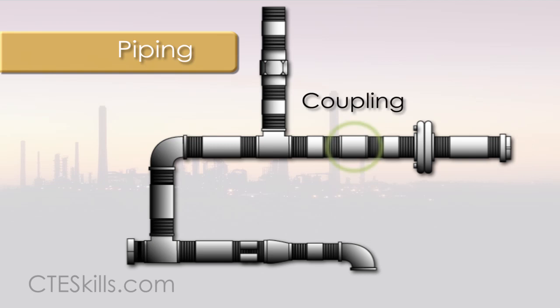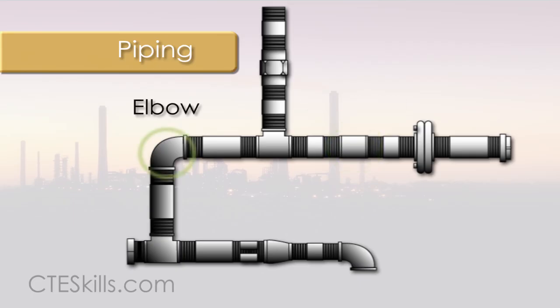Coupling connects two pipes together. An elbow is a pipe fitting installed between two lengths of pipe, allowing a change of direction, usually 90 or 45 degrees. A flange is a plate or ring that forms a rim at the end of a pipe when fastened to the pipe. A nipple is defined as being a short stub of pipe which has two male ends.